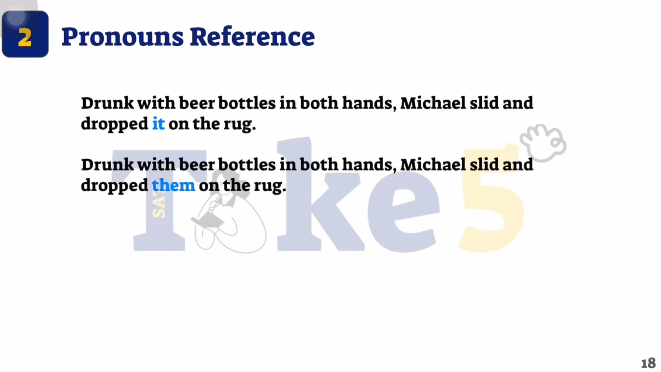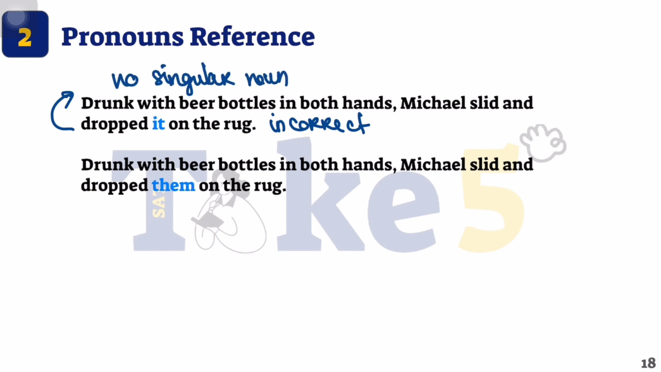Like in this example, the pronoun reference it as the object of the sentence is used incorrectly because we don't have any singular noun in the previous part for it to refer to. The receiver of the action drop has to be beer bottles, which is a plural noun.